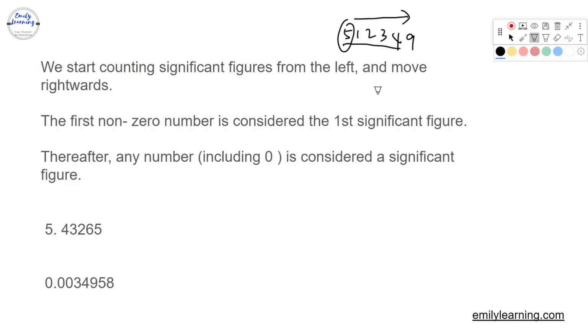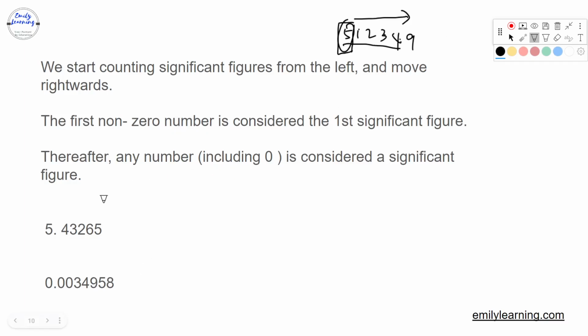So when do we start counting significant figures? Well, it is when we find the first non-zero number. For example here, this is the first number that we see on the left that is non-zero. In fact, there's no zero here. So this is the first non-zero number. Then we start counting every single number as a significant figure as we move from left to right. So this number here has 1, 2, 3, 4, 5, 6 significant figures.